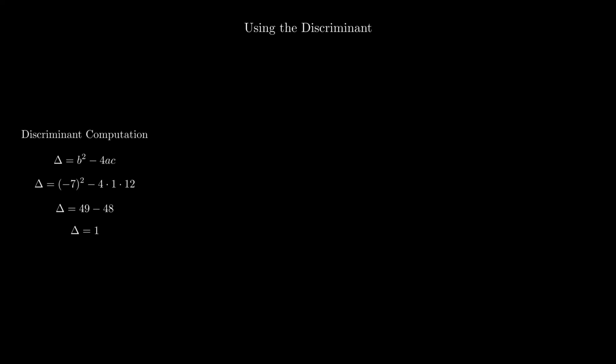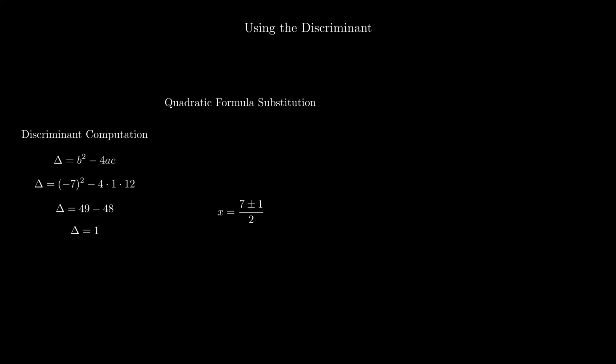Next, we substitute the values to obtain delta = (-7)² - 4 × 1 × 12, which simplifies to 49 - 48, and finally, delta = 1. Now, shifting our focus to the right side, we have quadratic formula substitution.